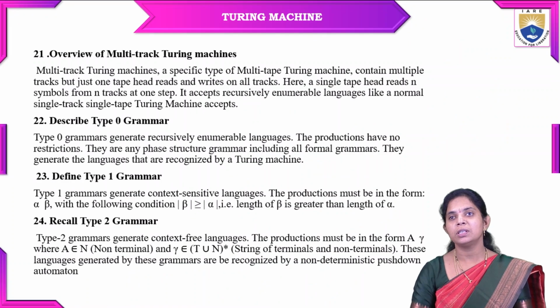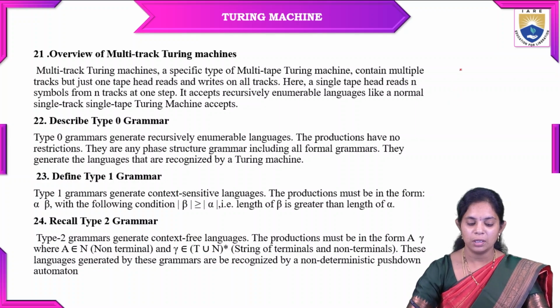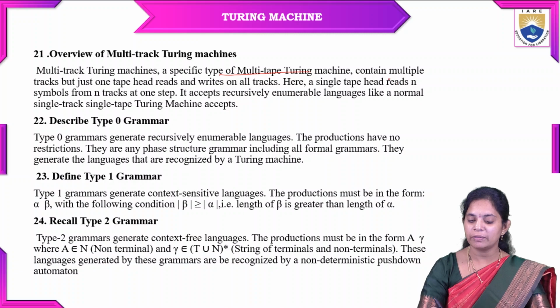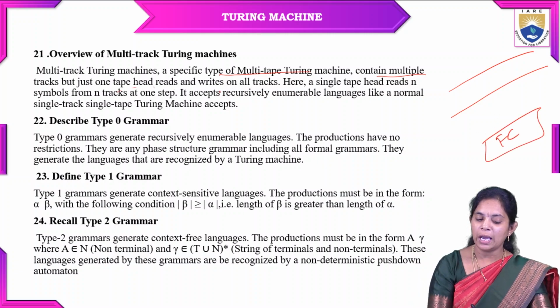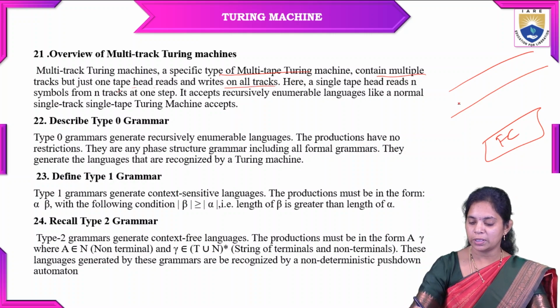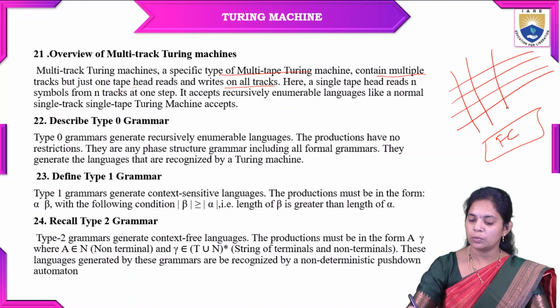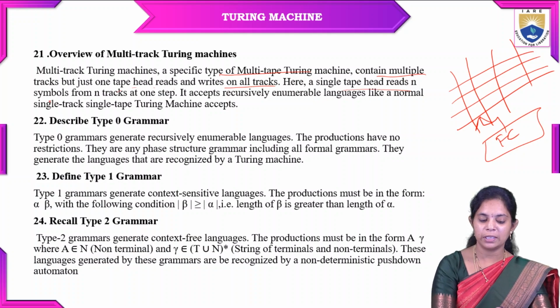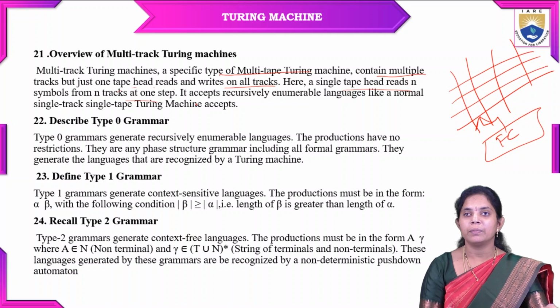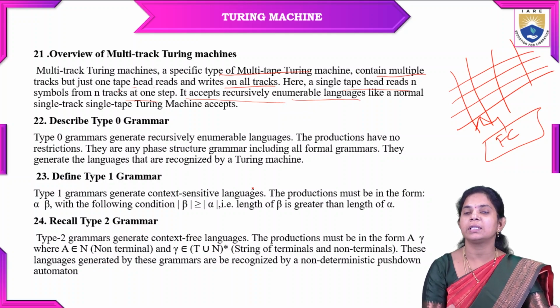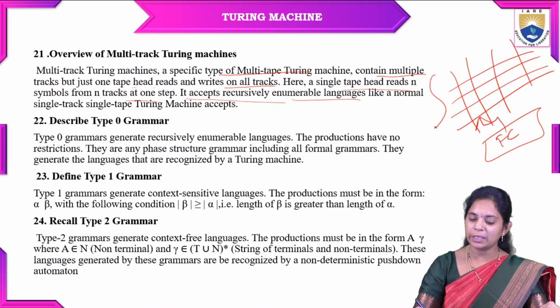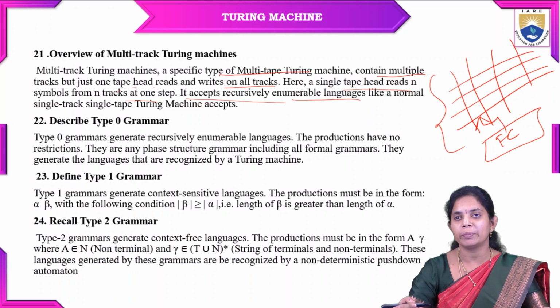And the multi-track Turing machine. A multi-track Turing machine is a specific type of multi-tape Turing machine which contains multiple tracks. Here there are multiple tracks but just one tape head, which reads and writes on all the tracks. This single tape head reads the symbols from the stack on the tape. It accepts recursively enumerable languages like the normal single-track machine. So this multi-track Turing machine is equivalent to the standard Turing machine.